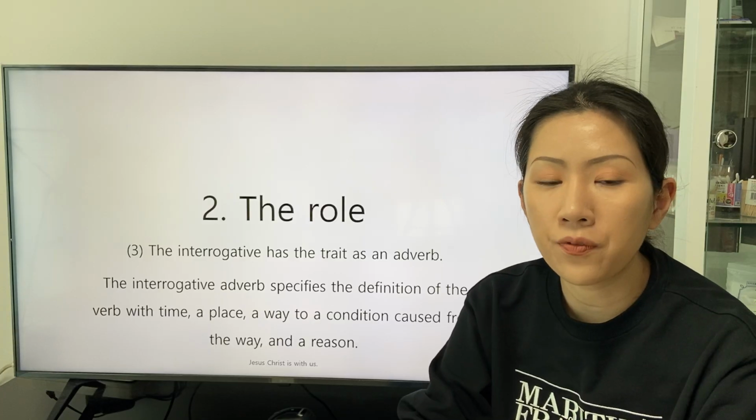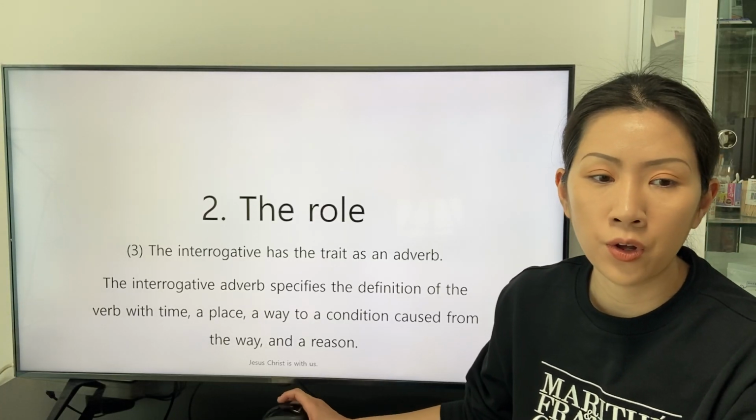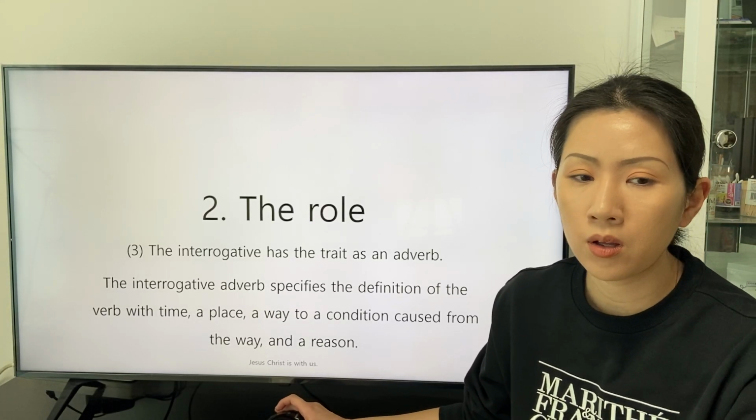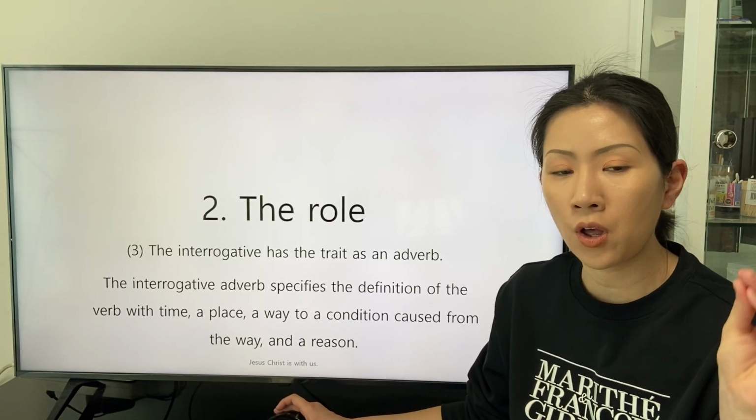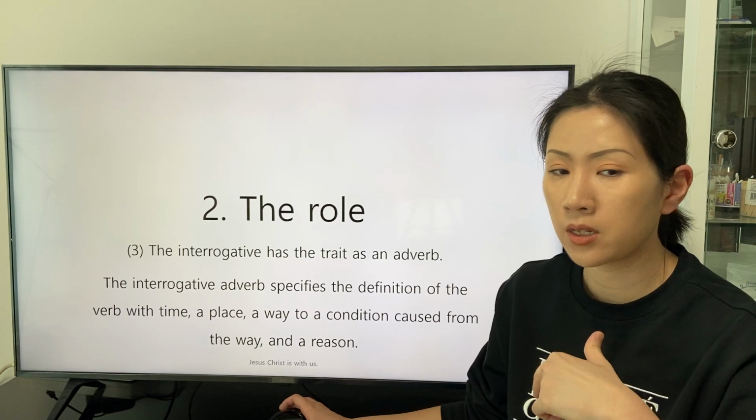The interrogative adverb specifies the definition of the verb with time, a place, a way to a condition caused from the way, and a reason.